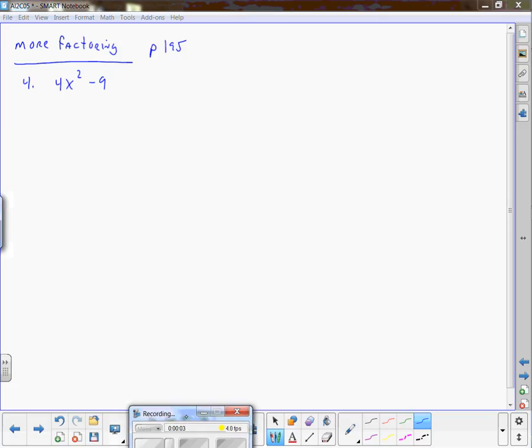Okay, so number 4, go ahead and factor that. Make sure you factor it completely. All right, so what's the first thing you think when you see anything that you've got to factor? What's the first thing you think? Hopefully you're thinking factor out common factors first. Hopefully that's going to be the first thought every single time you're factoring.